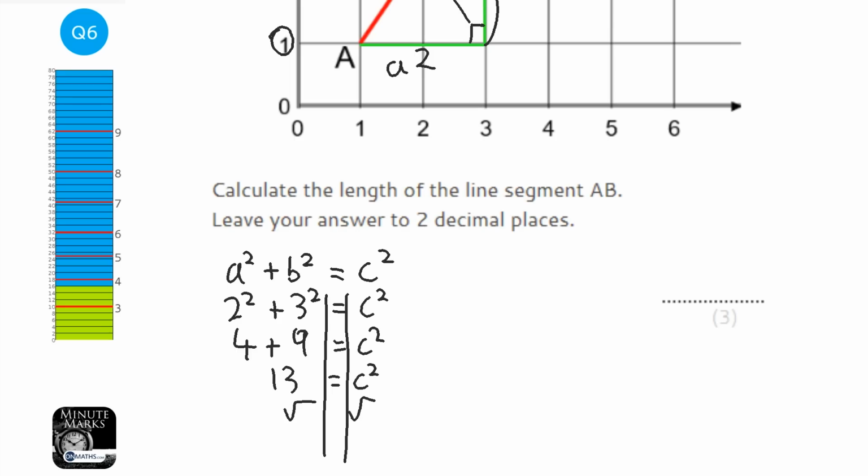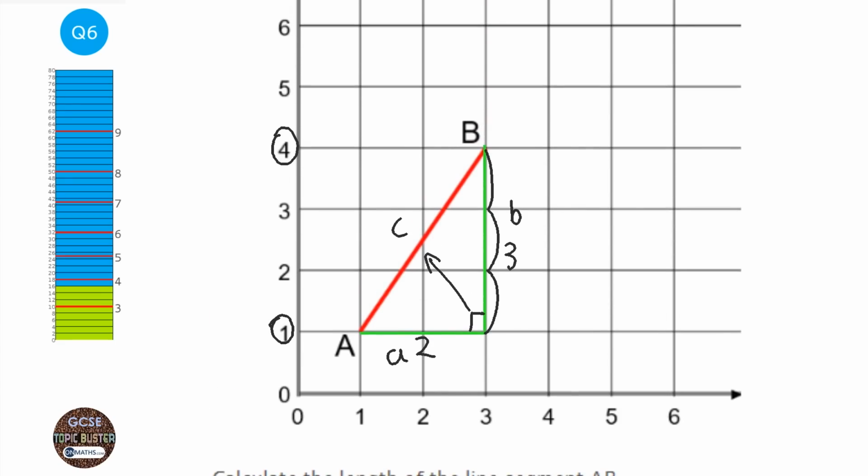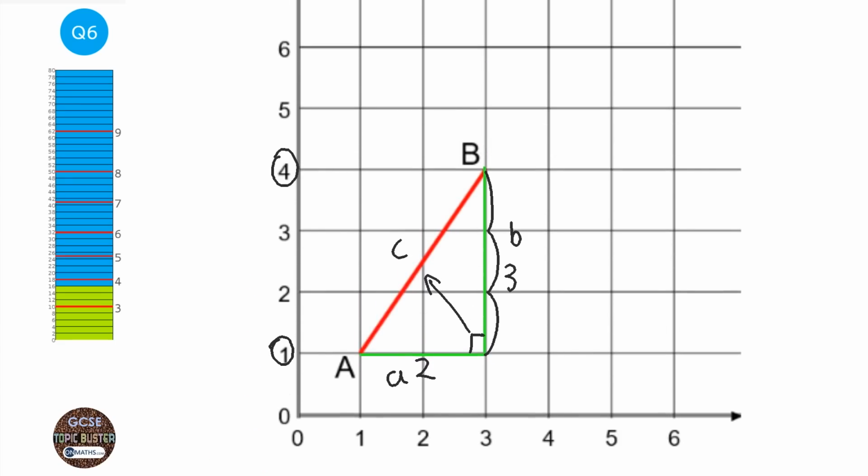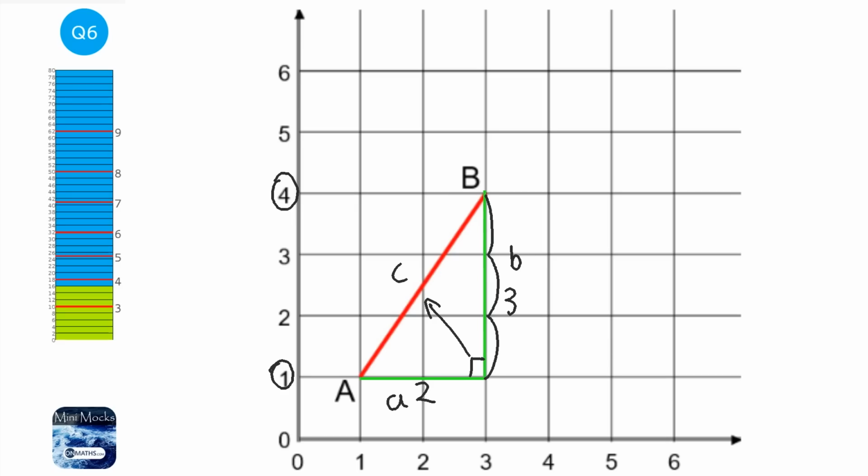And let's get my calculator. So square root of 13 is 3.6055 blah blah blah equals C. So to 2 decimal places, it's 3.61. Now be careful, sometimes it will say that it's done on centimetre square grid, so you might have units attached. If you want to put units but it doesn't say any, you can just write 3.61 units.